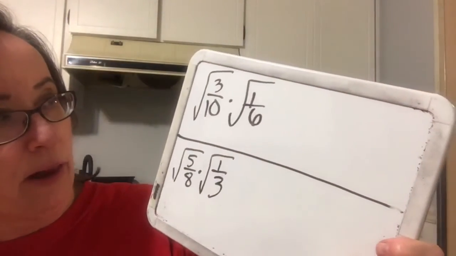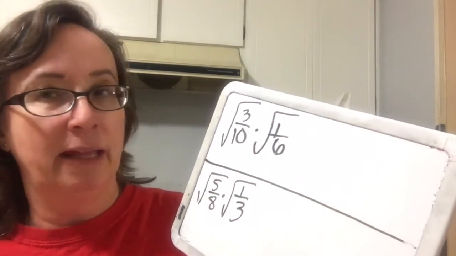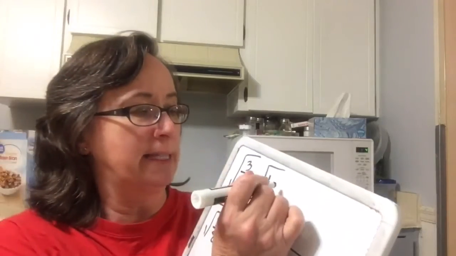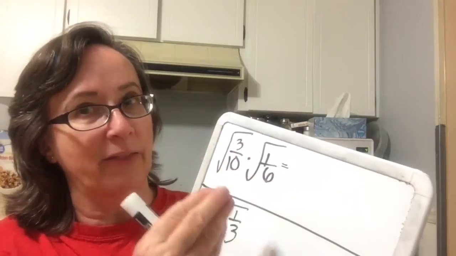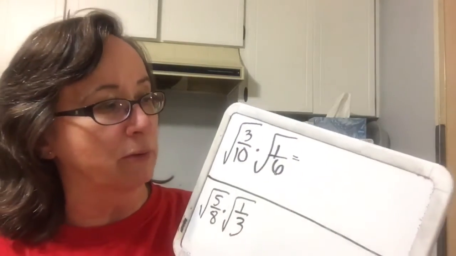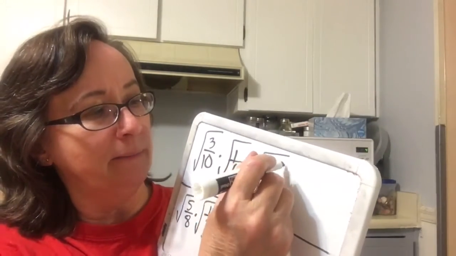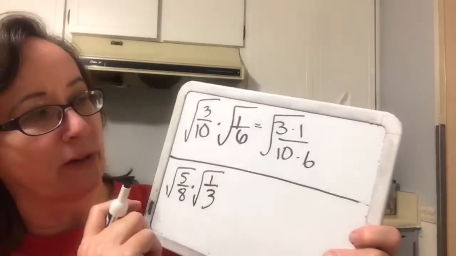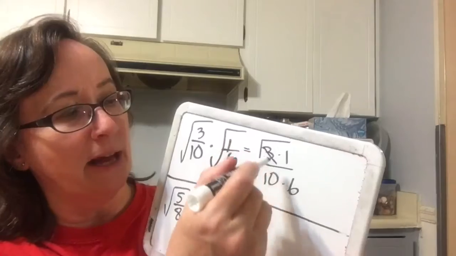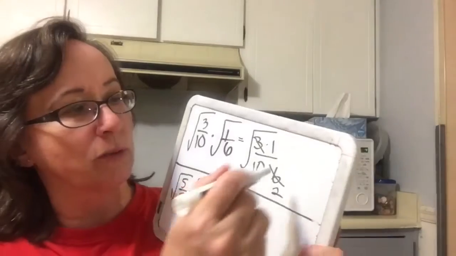All right, so here we're putting two radicals together, two radicals that have fractions in them. So we're going to use the product rule and possibly the quotient rule to get these simplified. Now, again, I can see that if I put these together in one radical using my product rule, I would get something that would cancel. So 3 times 1 over 10 times 6. So I'm just putting them all together under one radical. And you can see now that the 3 and the 6 will cancel with the 2, and I wind up with a 1 over 20.